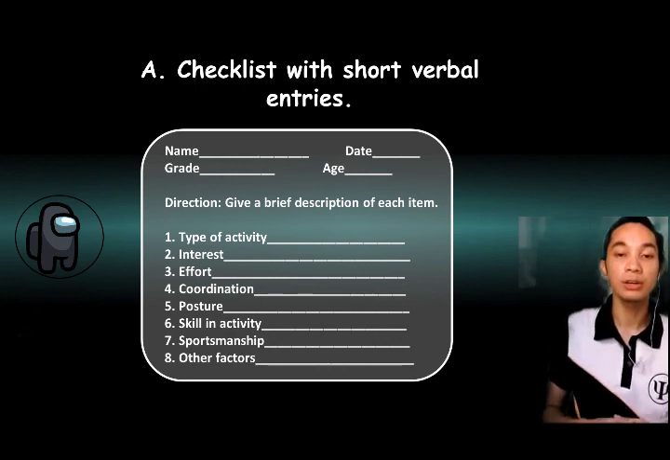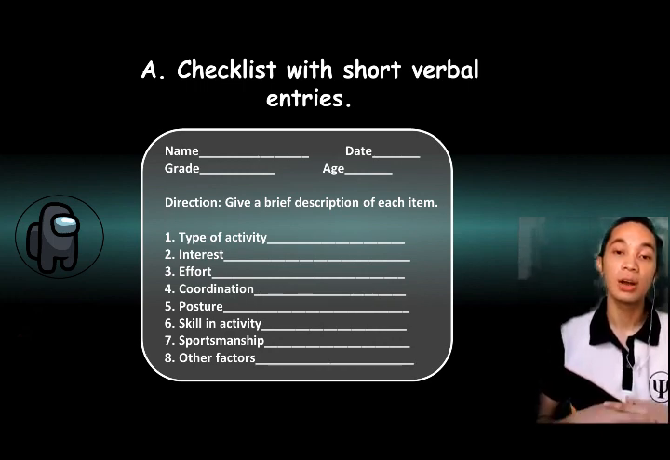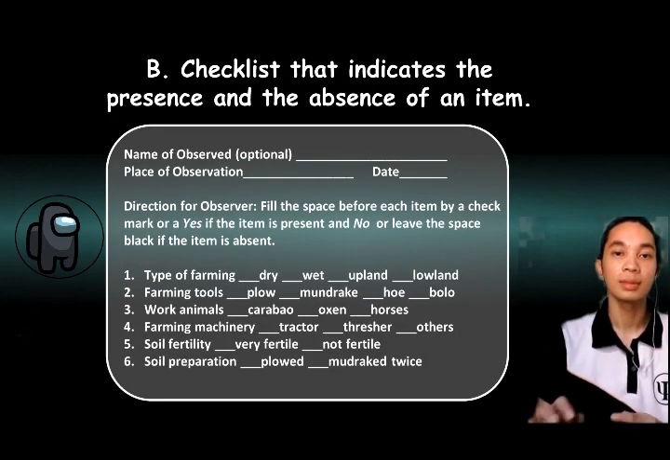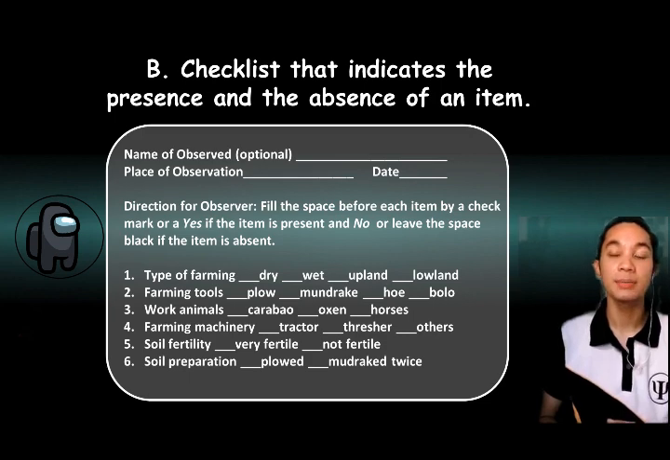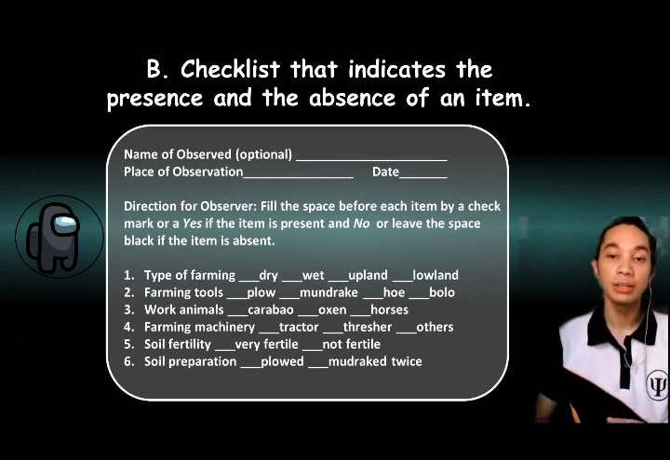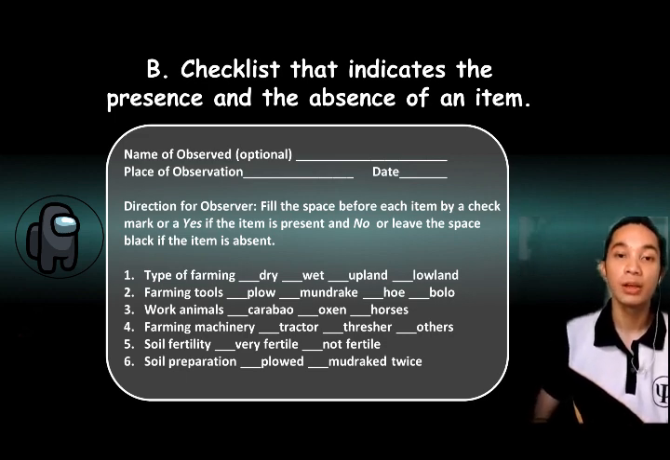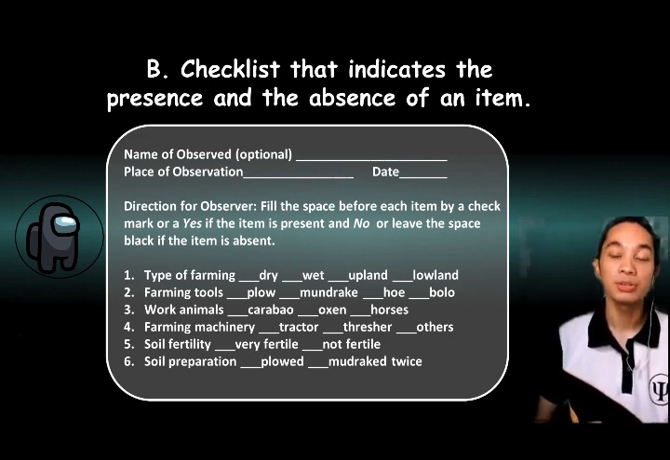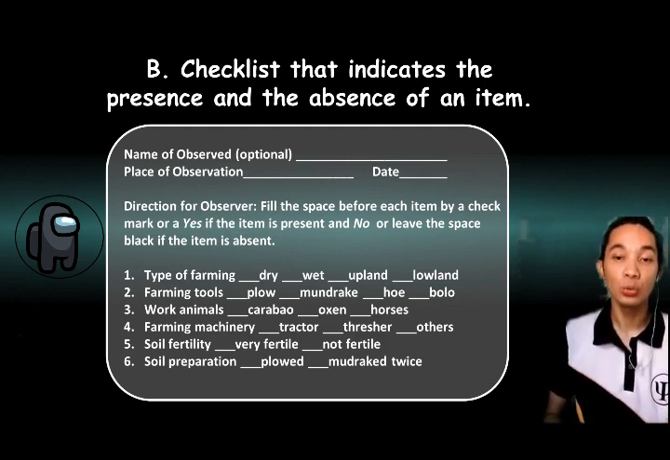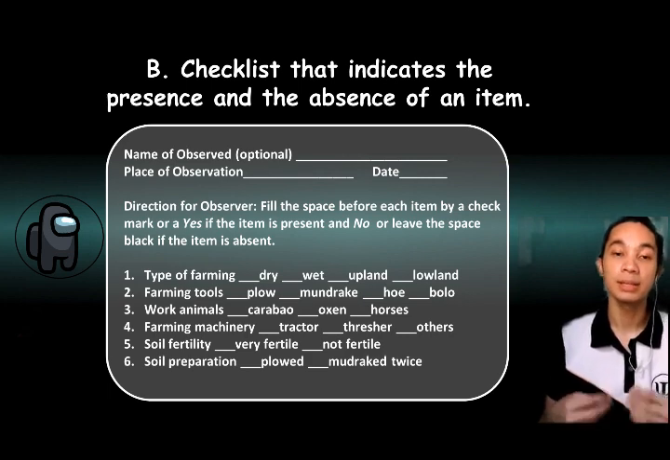As you can see in the figure, this is an example of a checklist in physical education. B. Checklist that indicates the presence and the absence of an item. In the figure, this is an example of a checklist for observation in farming, wherein the observer must put a check or yes in the space provided if the item is present, and no or leave the space blank if the item is absent.